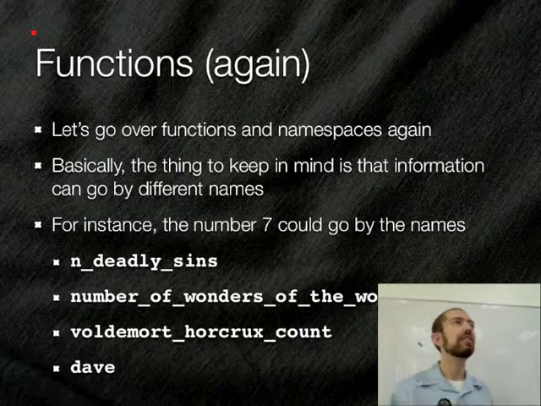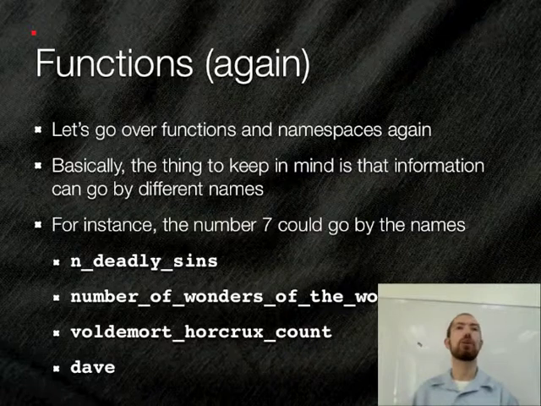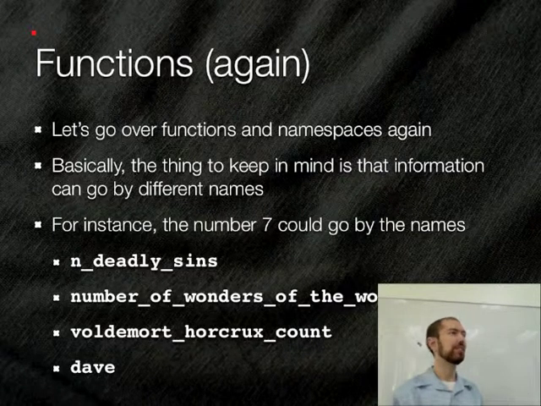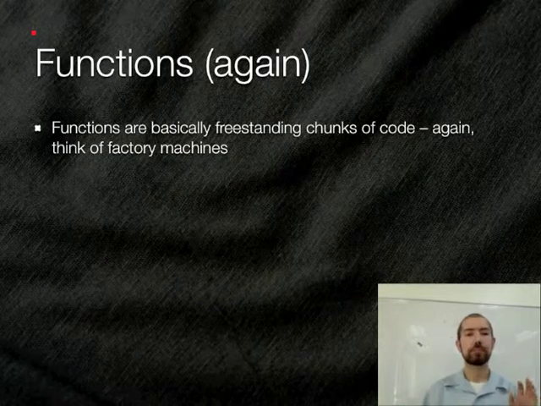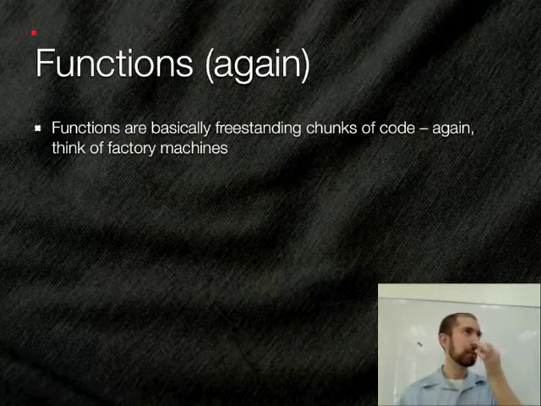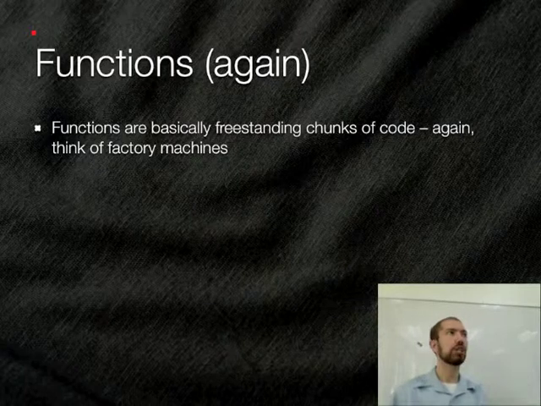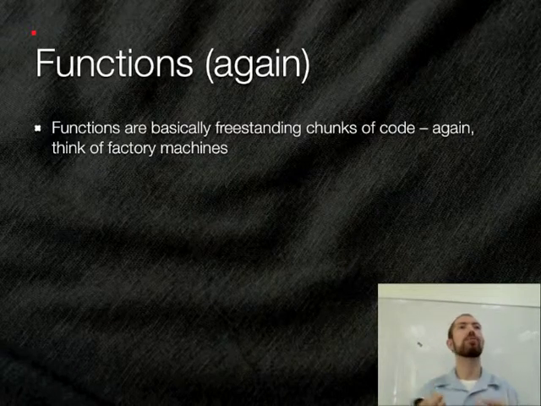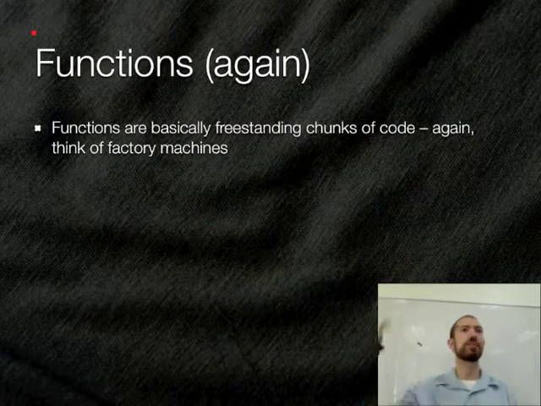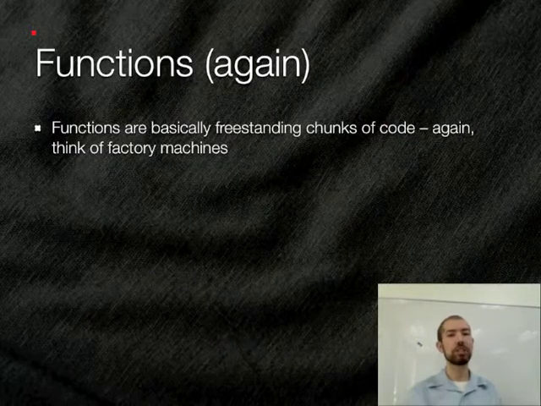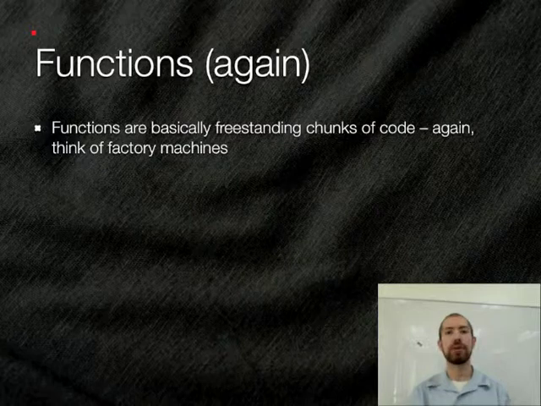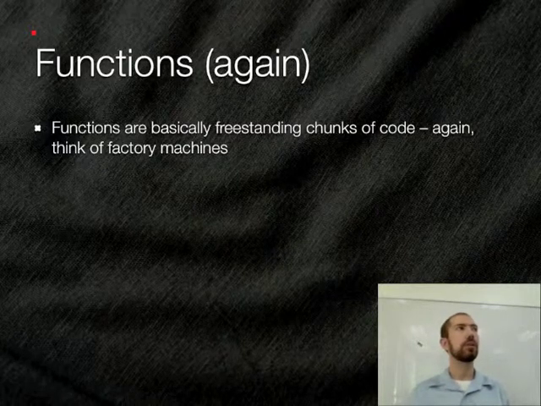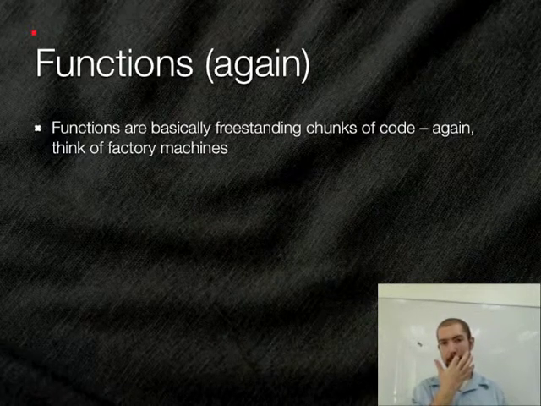But the key thing is that the same information can also go by different names in different places, and I think that's what was confusing people. So what that means for functions is that you have to keep in mind that a function is different than what we've done before, where it's just a list of commands that run in order. A function is like a freestanding bit of code that can be plugged into other code wherever you want.